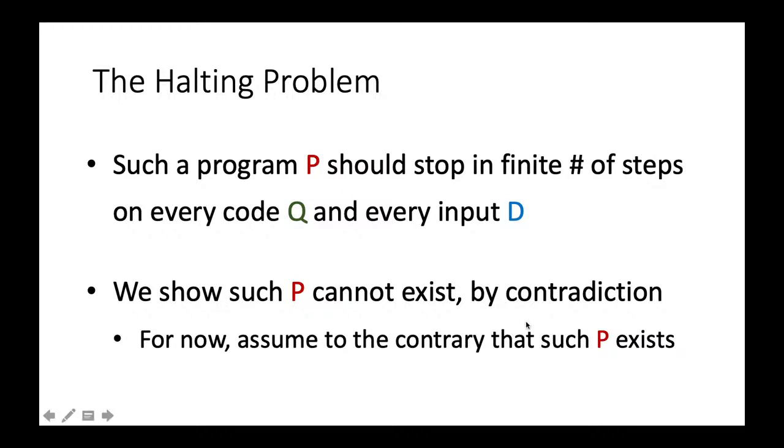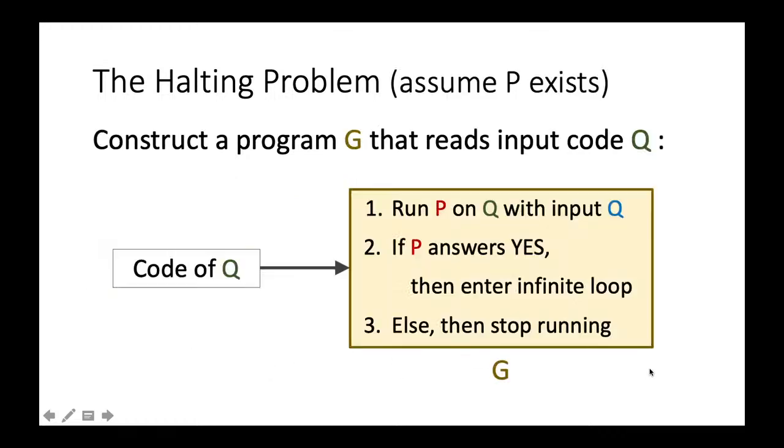So we are now going to show that P cannot exist by contradiction. From now, let us assume to the contrary that such a program P exists and see what will happen. So we now assume that such a program P exists. What we can do is make use of P to construct some other program G. This program G will assume some input code Q that it reads in.